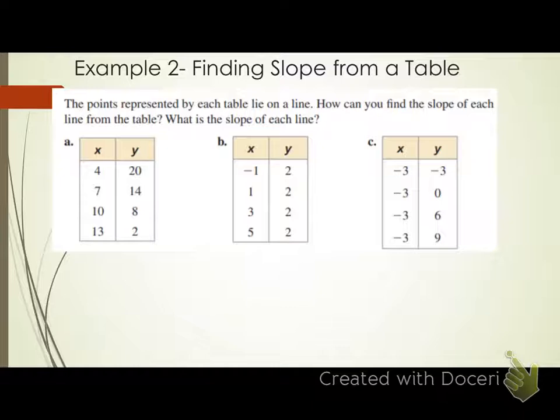I can pick the first and the second one. I can pick the first and the last one. First and the third. Second and the third. Second and the fourth. Last 2. I can use any combination of my 2 points. So which 2 do y'all want to use? The first 2. Let's use the first 2.